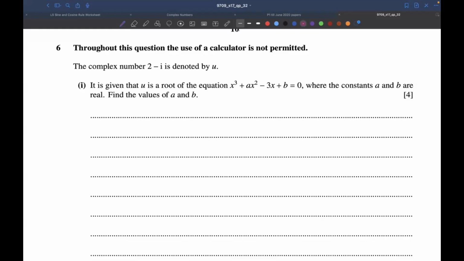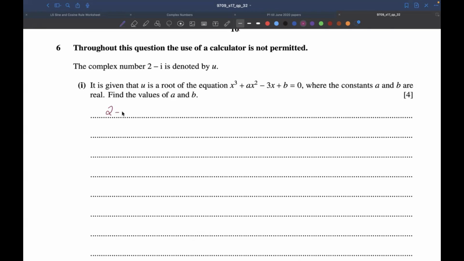In question number 6, it says that the complex number 2 minus i is denoted by u. It is given that u is a root of the equation where constants a and b are real. We have to find the values of a and b. Now, if the complex number 2 minus i, which is represented by u, is a root, then in place of x we can write this value 2 minus i.